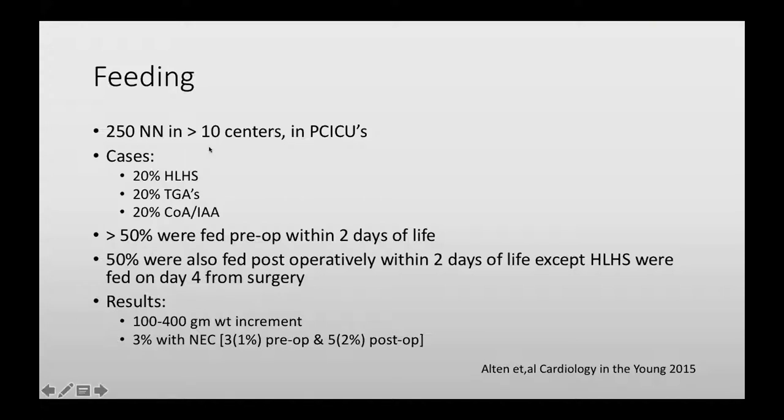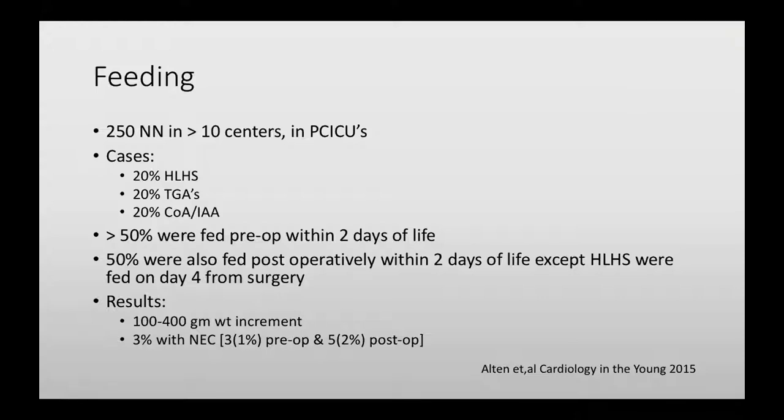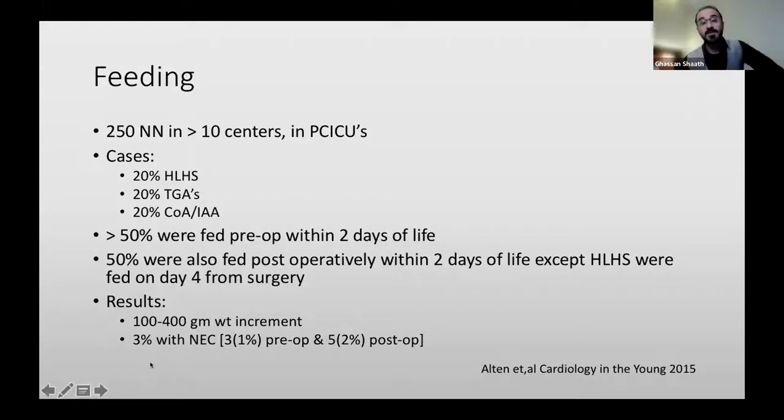a 215 unit survey was done in more than 10 centers in North America. Almost one fourth of them were hypoplastic heart, aortic obstruction and TGA. More than 50% of them were fed within 2 days of life, and 50% were also fed postoperatively within 2 days of life, except in hypoplastic left heart, where they were fed at 4 days of life because they come to the ICU critical. 3% of them developed NEC. And believe it or not, only 1% preoperatively and 2% postoperatively.